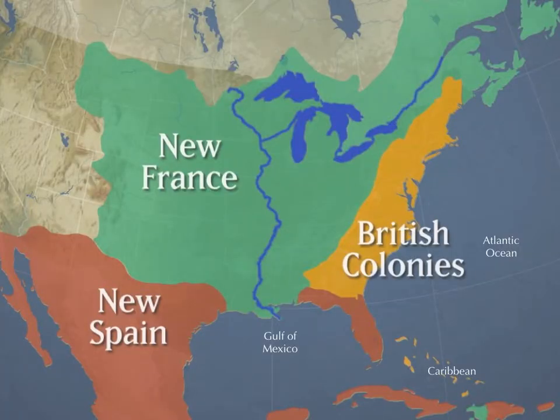Okay, so again, you have here the picture of North America and the claims that each European power made on that territory. So this time the British colonies are in orange, the Spanish territory is in that red color, and then you have New France or France in the green. So you want to make sure you understand what areas of the country each European power claimed, all right?